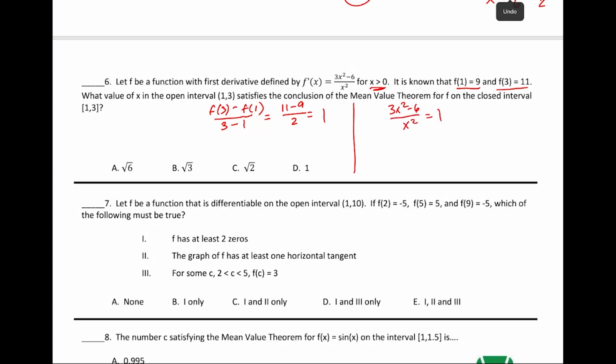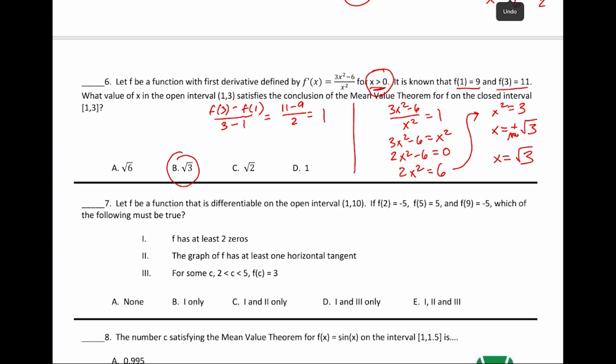Well, if I multiply both sides by x squared, I'm going to get 3x squared minus 6 equals x squared. And then I could subtract an x squared from both sides, leaving me with 2x squared minus 6 equals 0. From here, I'm going to add 6 to both sides, divide both sides by 2, and then take the square root of both sides. So I get plus or minus root 3. But this is only going to be valid for when x is greater than 0. So we're going to disregard the negative there. And so we just get x is equal to positive root 3. And our answer is B.